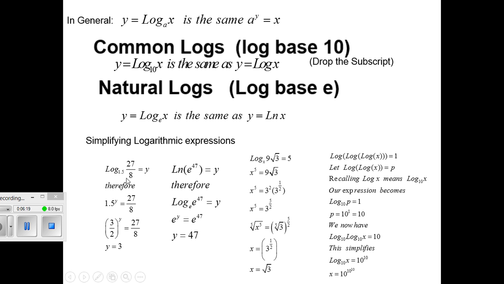Immediately we change it. 1.5 to the y is equal to 27/8. Then it becomes an exponential equation, the likes of which we've already seen.